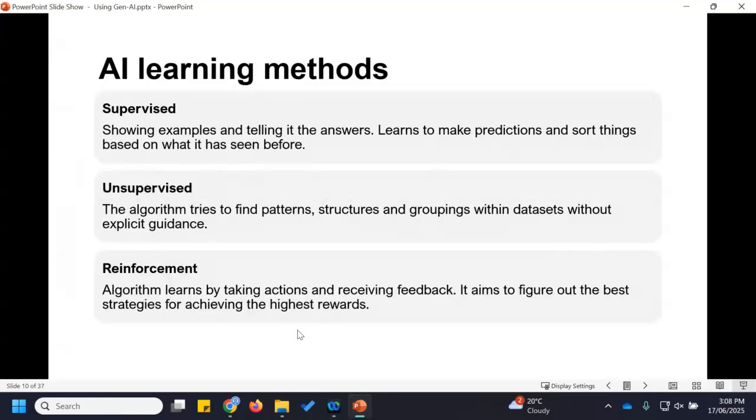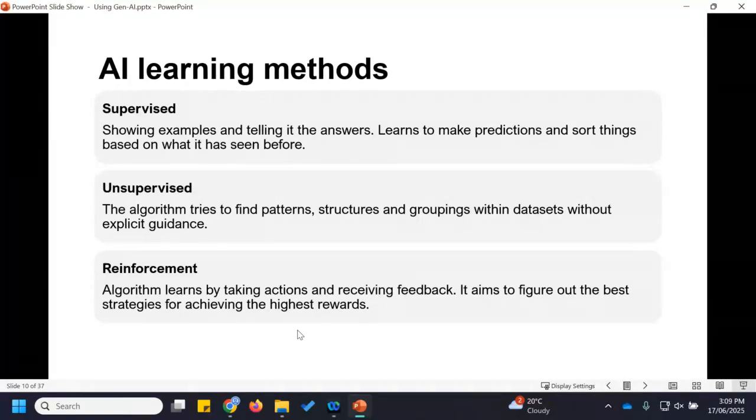So AI learns in 3 different ways. So there's supervised learning, which means that you've shown the AI an example and you're telling it the answers. So it's learning to make these predictions and sort things based on what it has seen before and what we've told it. So we've shown it examples of what a cat looks like, and we've told it this is a cat. Then later on we can ask, okay, what does a cat look like? Based on the things that we've told it, and based on what it has seen before, it spits out what it thinks a cat looks like.